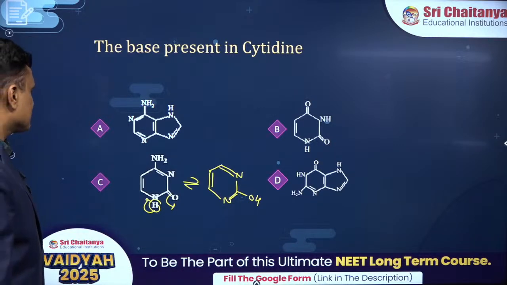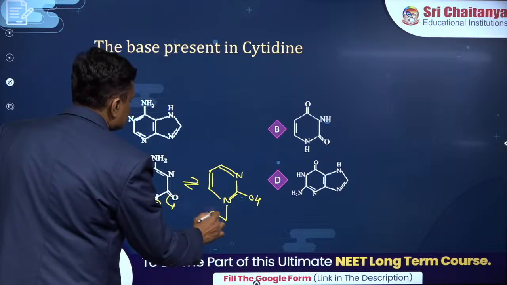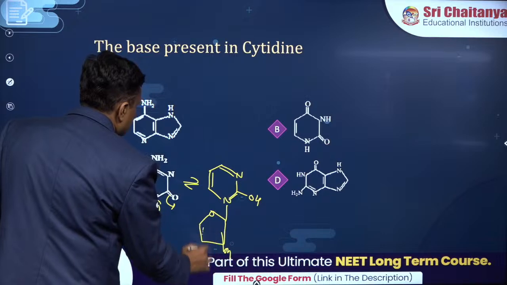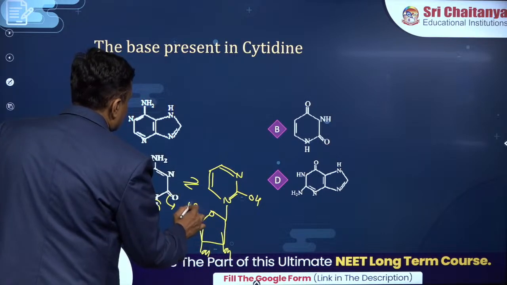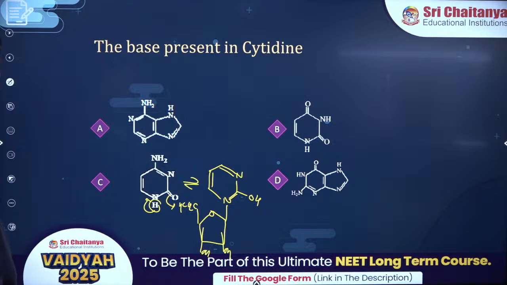Let me check the key, because it goes like this. This is the cytidine structure, if I am correct. Okay, so the right answer should be C. Yes, all right. Please make a note.